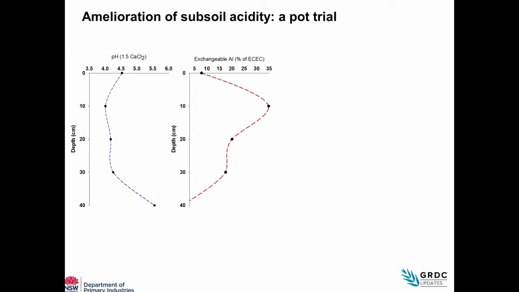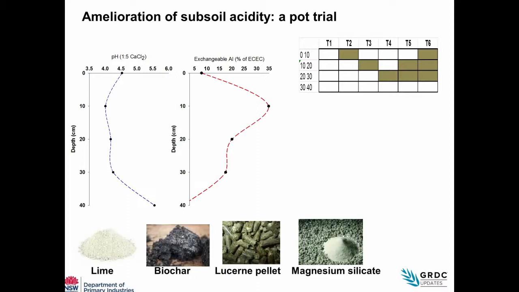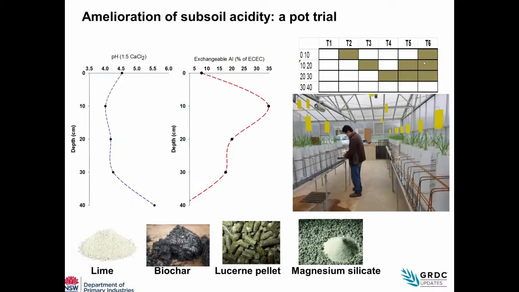Okay, sure. So in terms of amelioration of subsoil acidity, we recently conducted a pot trial to look at the potential of what we can do to ameliorate the subsoil acidity. There are different ways to put our amendments in the subsoil. One is to put them at 0 to 10 centimeters. The other way is to target 10 to 20 centimeters or 20 to 30 centimeters. So across all these different configurations, we came up with a design of experiment.